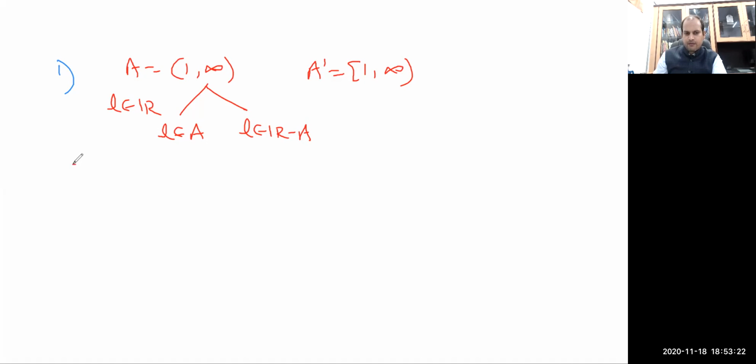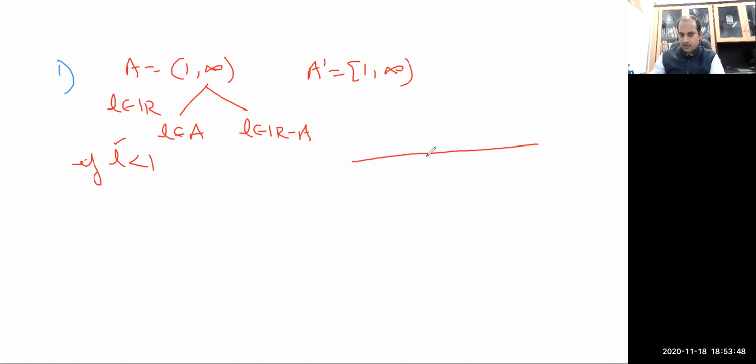So if L is less than 1, what will happen? Any real number less than 1 is not a limit point, so we need to construct at least one neighborhood of this arbitrary L, which is less than 1, whose intersection with this set A is empty. So how will we do that?